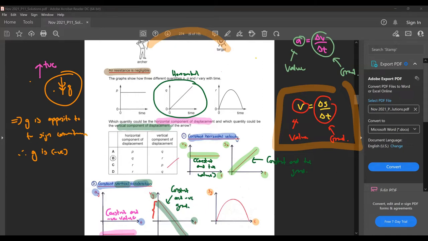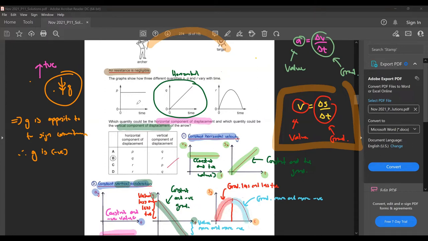You see, from here to here, the value is less and less positive. So if I translate it to a gradient of your s-t graph, it would mean the gradient is less and less positive. Then after that, you look at the bottom part, the part where it's below the x-axis. This one is the value more and more negative. So translating it to a gradient, the gradient is more and more negative. I'm looking at how the line changes.